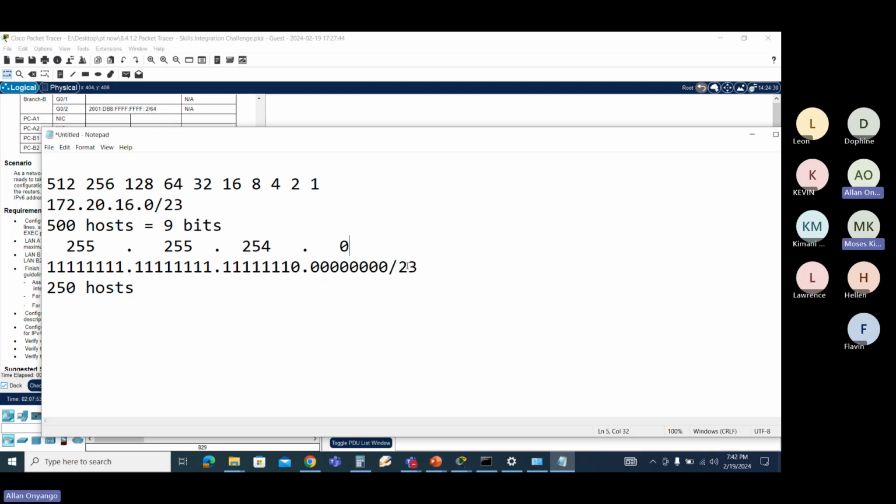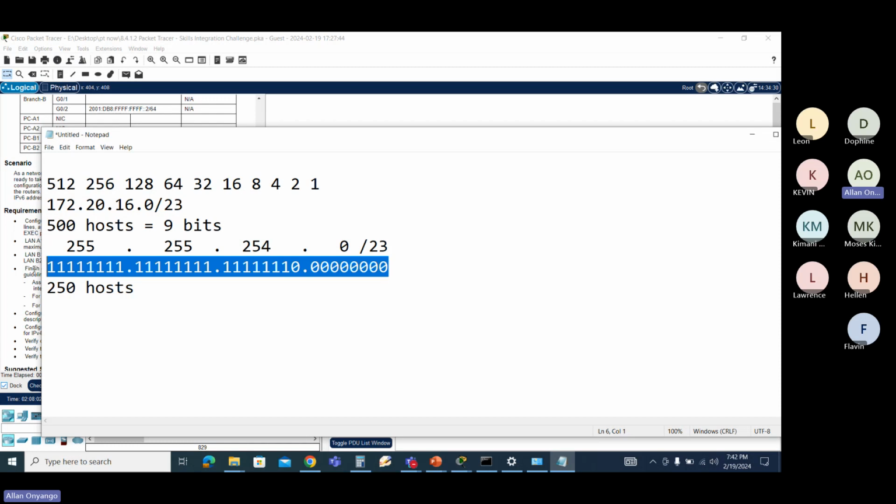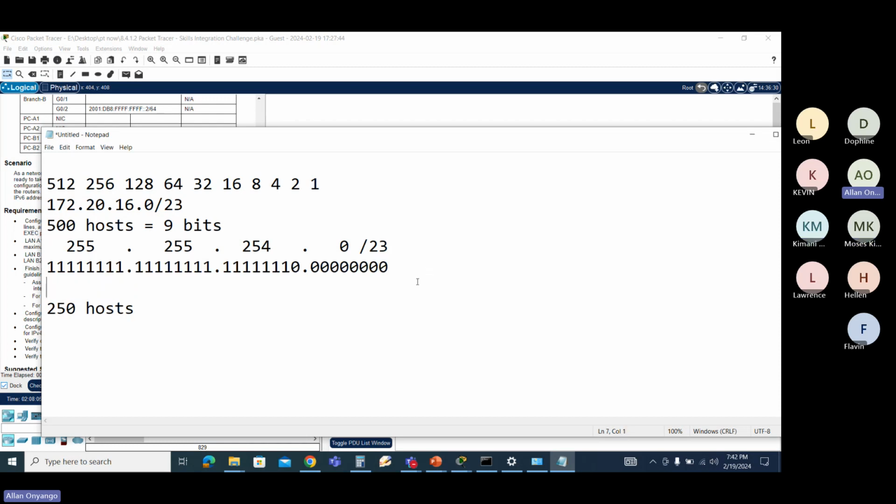Now, let's do reserving. We need to reserve the 9 bits. Okay. So to reserve, I'm going to copy this one here. Put it here. And so reserving 9 bits is 1, 2, 3, 4. This one's already 8, isn't it? And we add this one, that is 9, isn't it? Which means the subnet mask will remain the same for the first network. What's the increment, guys? 2, isn't it?